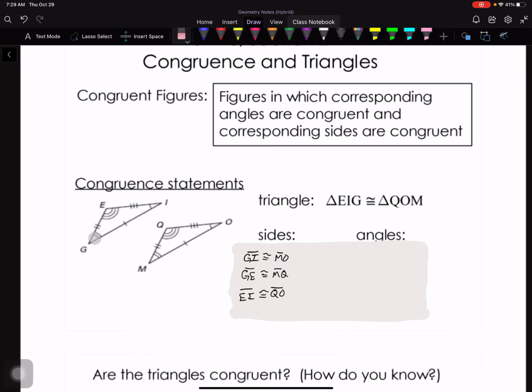Okay, also we can say that the angles are congruent, so we'll start with I and O because they just have one arc there. So angle I is congruent to angle O. Then we can say angle G and angle M are congruent. And last but not least, we have three arcs here, three arcs there, so E and Q. Okay, so congruent figures are just figures where all the sides and all the angles are congruent.